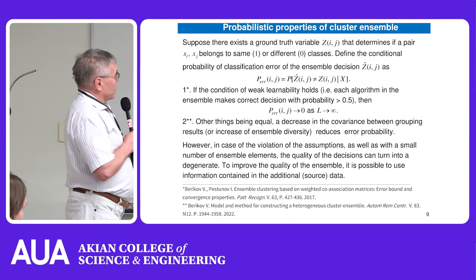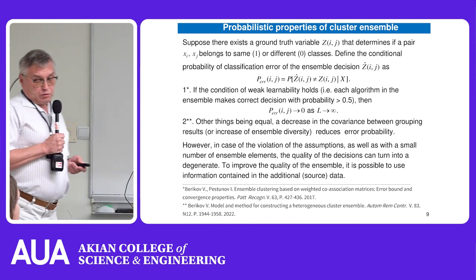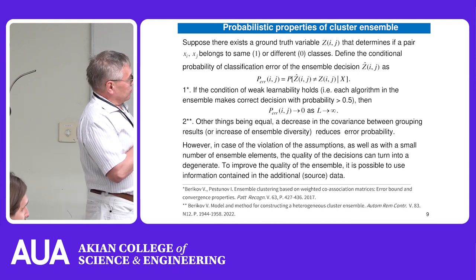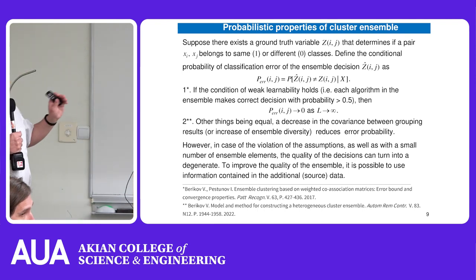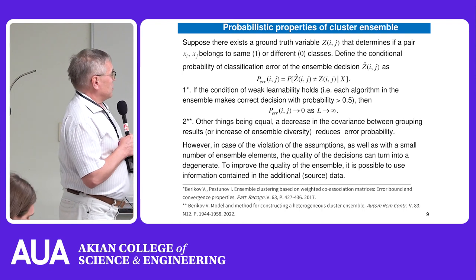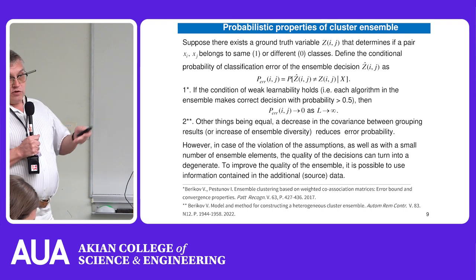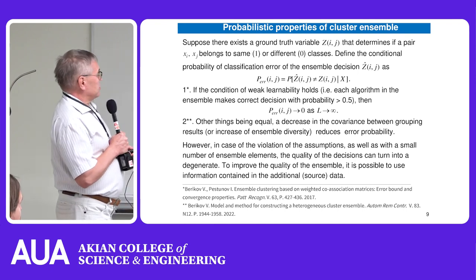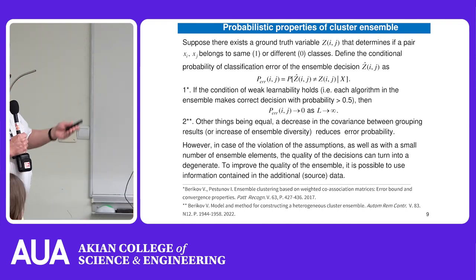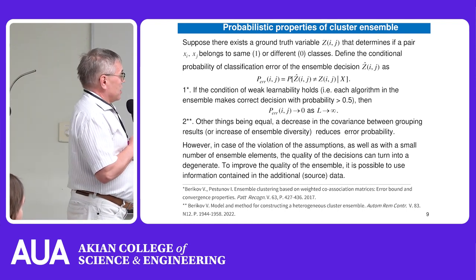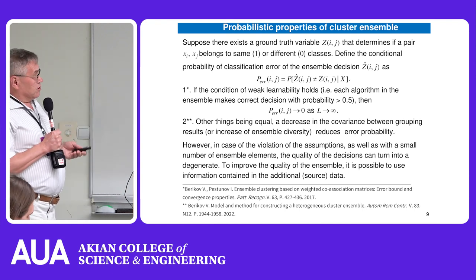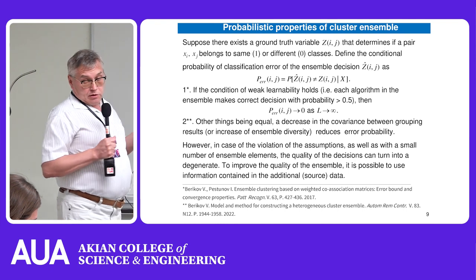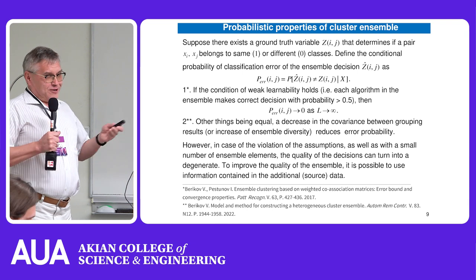Now, in some previous papers we have considered some probabilistic properties of cluster ensembles. So if we suppose that there exists some ground truth variable that determines for each pair if it belongs to the same cluster or different clusters, we can define the conditional probability of classification error. It is possible to use some regularity assumptions, probabilistic assumptions, to prove that the classification error converges to zero when the size of the sample grows. And other things being equal, diversity in the ensemble gives the smaller error.